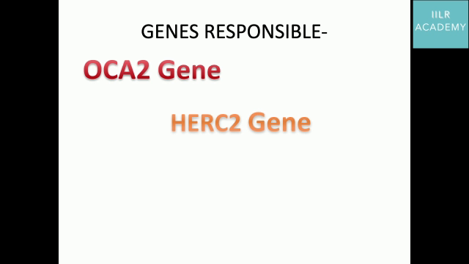For now, let's come to what genes are responsible for maintaining this eye color. There are basically two genes. One is the OCA2 gene, also called the P gene, and its name is oculocutaneous albinism 2 gene. The other one is the HERC2 gene, which is HECT and RLD domain containing E3 ubiquitin protein ligase 2 gene. Both genes are present on chromosome number 15, and these two, along with some other genes, are most important for maintenance of the eye color.